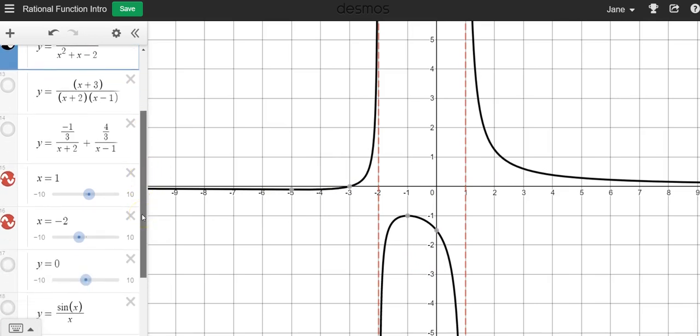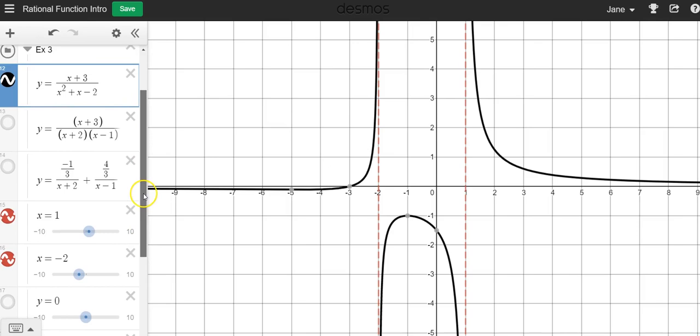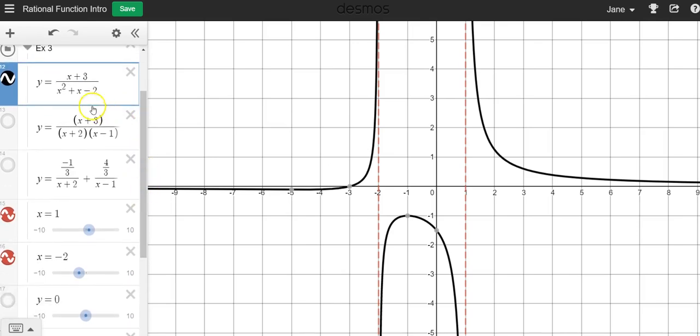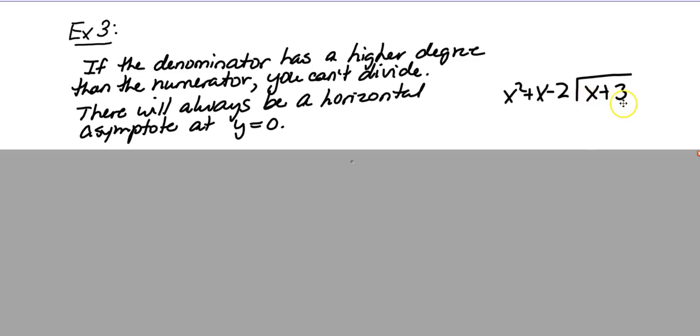Now, what about our horizontal asymptote? Well, it turns out that when you have the degree of the denominator larger than the degree of the numerator, there's no way to divide. If I were to write this out as a division problem, I would say, how many times does x squared go into x? Well, it would be 0. You could write it as 0 with a remainder, but the fact is the horizontal asymptote is going to be 0 whenever the denominator has a higher degree.